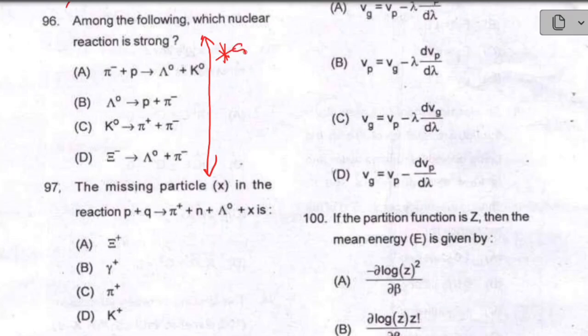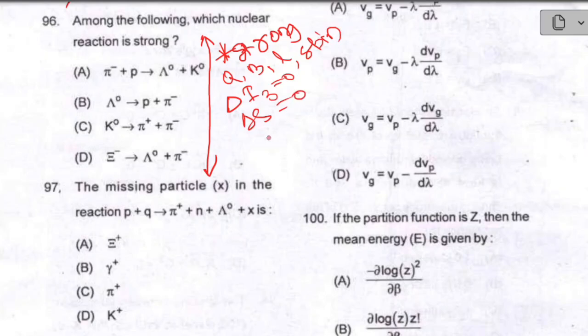In a strong nuclear reaction, the charge will be conserved, baryon number will be conserved, lepton number will be conserved, spin will be conserved, and with that, the isospin third component will be conserved, strangeness will be conserved, isospin will be conserved. So you have to check all these with these four options. I am leaving this question for you. Check with all options and write down in the comment section which one is the strong interaction.